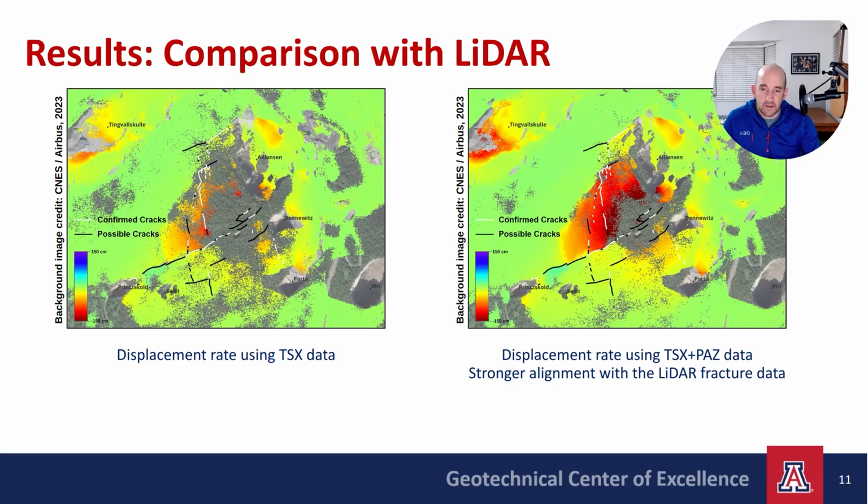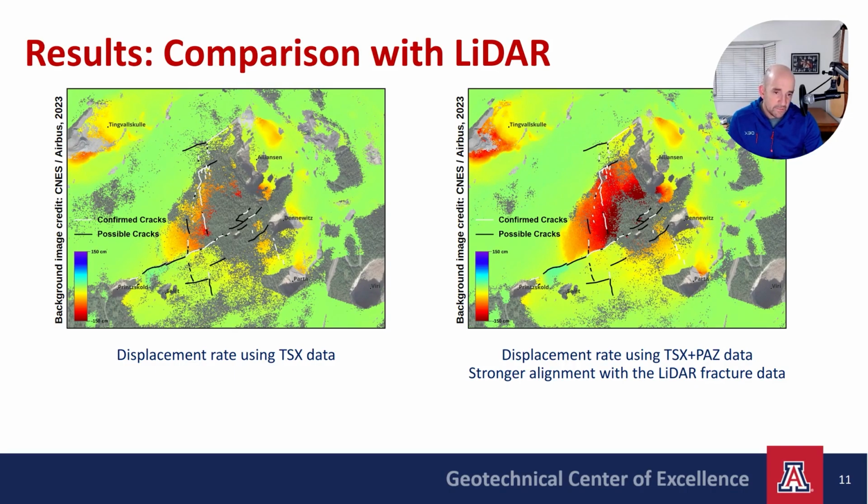And then looking at a heat map of the area, we can overlay our cracks. On the left, we have the TerraSAR-X displacement rate, and on the right, we have TerraSAR-X with PAS. So there are holes in both of these, but there are fewer holes on the right. So better coverage as expected. But also note that the TSX plus PAS is much more able to show these changes in displacement rate.